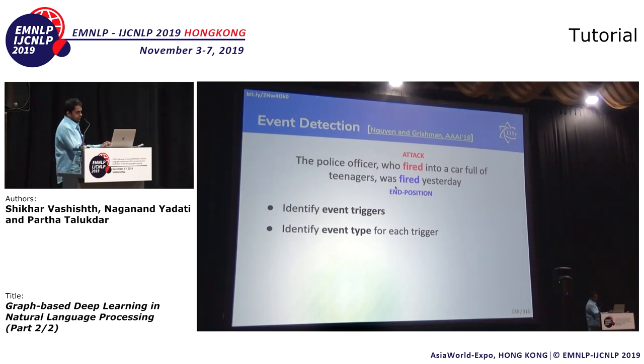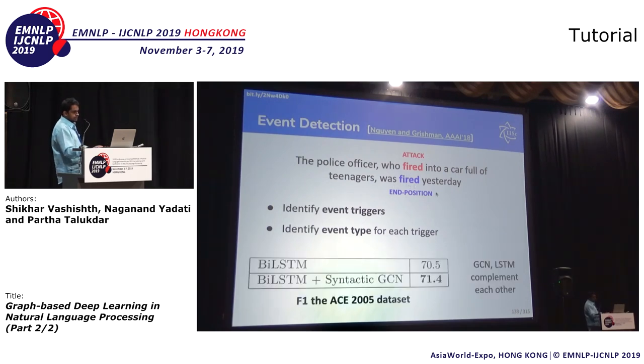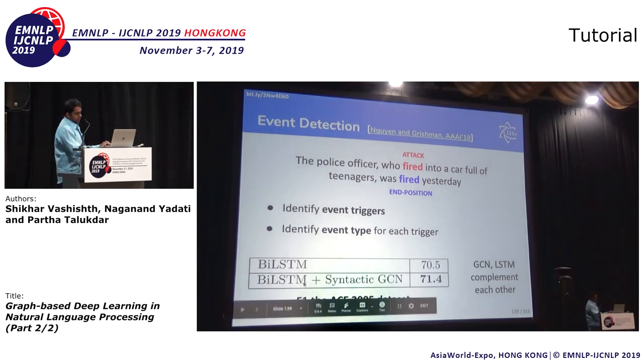Once we have identified these event triggers, we then classify them into their types, right? This word conveys the meaning of attack, whereas this word fired conveys the meaning of end position, right? In this IEEE 18 paper, they propose a syntactic GCN for the problem of event detection. As we can see, it outperforms a simple BiLSTM baseline.